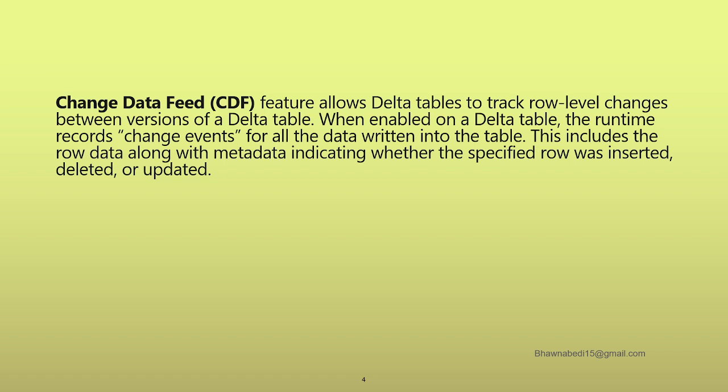I have made a lot of videos on Delta tables, and if you have seen those videos, you already know that in a Delta table you have something called a transaction log, where all the changes are captured. Similarly, when change data feed is enabled on the Delta table, in the transaction log there is a folder named change feed which captures the row level changes of the table.